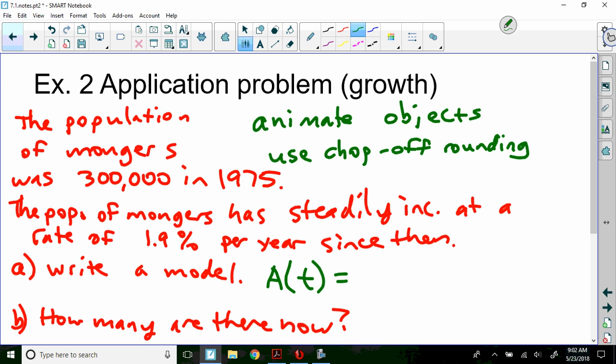Now I need my A sub 0. That's the starting amount. That's how many I had in the beginning. How many mongers were there in the beginning?